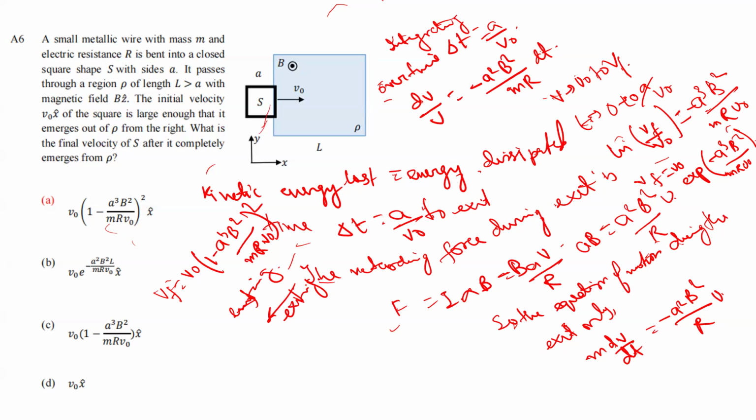This approach is consistent with option A. Thus, option A having a square dependence, right? So option A will be our correct answer for this problem.